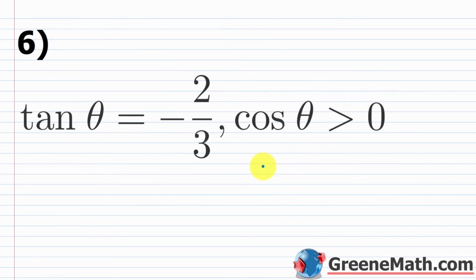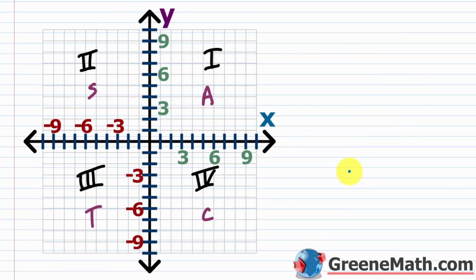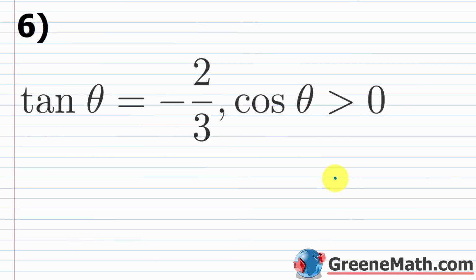All right, let's take a look at problem 6 now. So we have the tangent of theta is equal to -2/3. And then we have the cosine of theta is greater than 0 or positive. So again, if the tangent is negative, that's only going to happen in quadrants 2 and 4. And the cosine is positive, that's going to happen in quadrants 1 and 4. We know we're going to be in quadrant 4. So let me just say that theta is in quadrant 4.